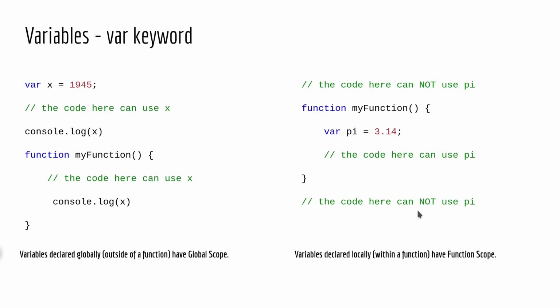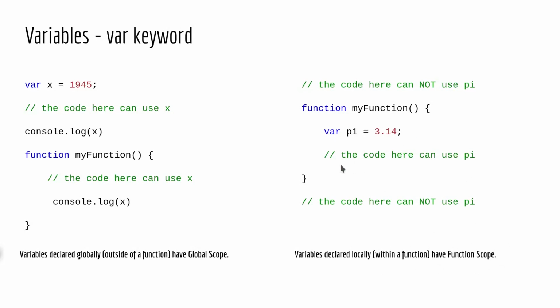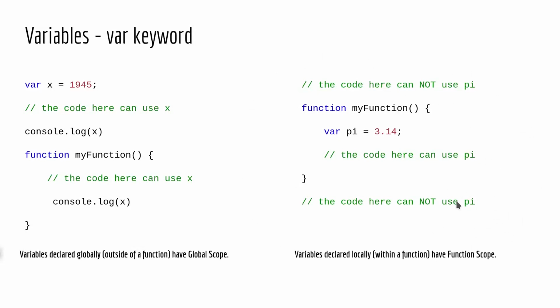On the right column instead, what's happening is that I've declared the function, myFunction, and inside of this function I've declared a variable, pi, and to pi of course I've assigned the value 3.14. And so because variables declared locally, meaning within a function, have function scope using var, only the code within the function, the code here, can use pi, can access its value, while all the code outside the function cannot use pi.